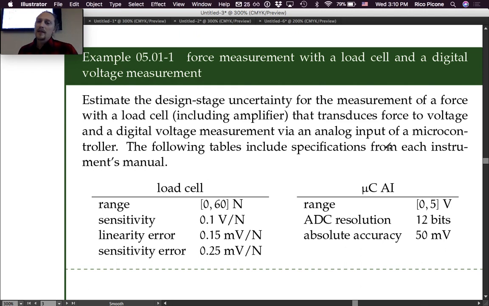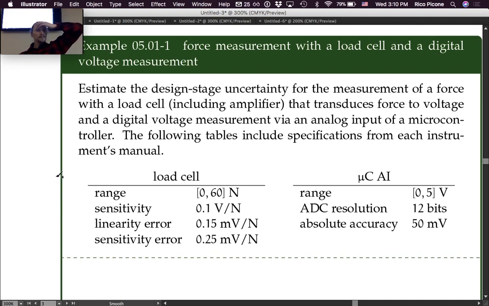So, estimate the design stage uncertainty for the measurement of a force with a load cell, including amplifier, so they're not going to break that part out like we did in the midterm, that transduces force to voltage, and a digital voltage measurement via an analog input of a microcontroller. The following tables include specs from each instrument's manual.